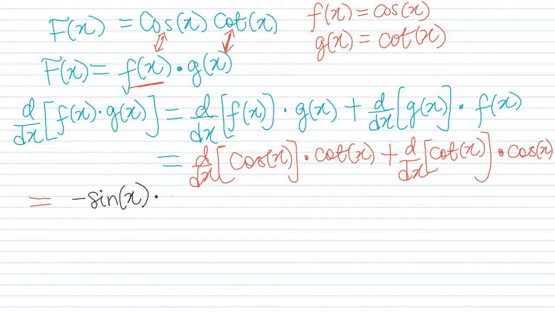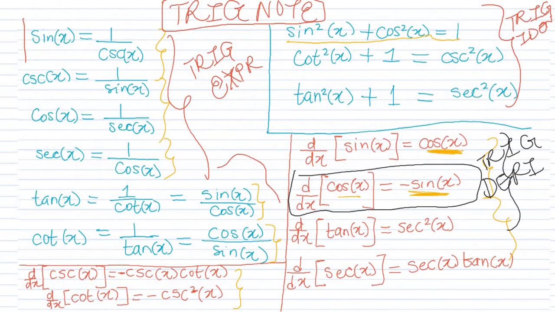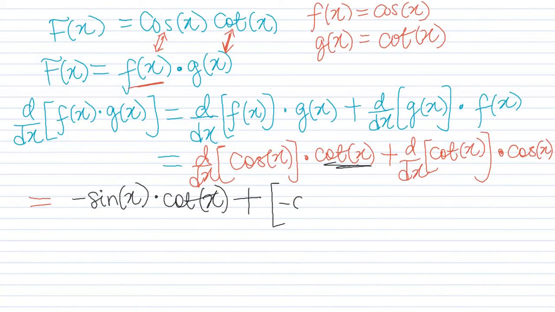Multiplied by cotangent x, which is what is here. We're just going to drop that down, right? Plus, what is the derivative of cotangent x? The derivative of cotangent x is negative cosecant squared x. So you have negative cosecant squared x, since you saw it on the previous page.